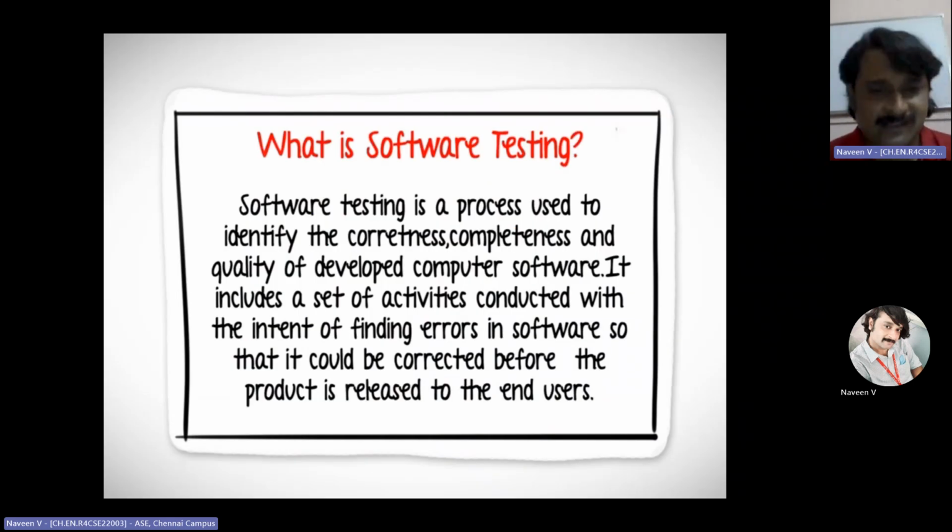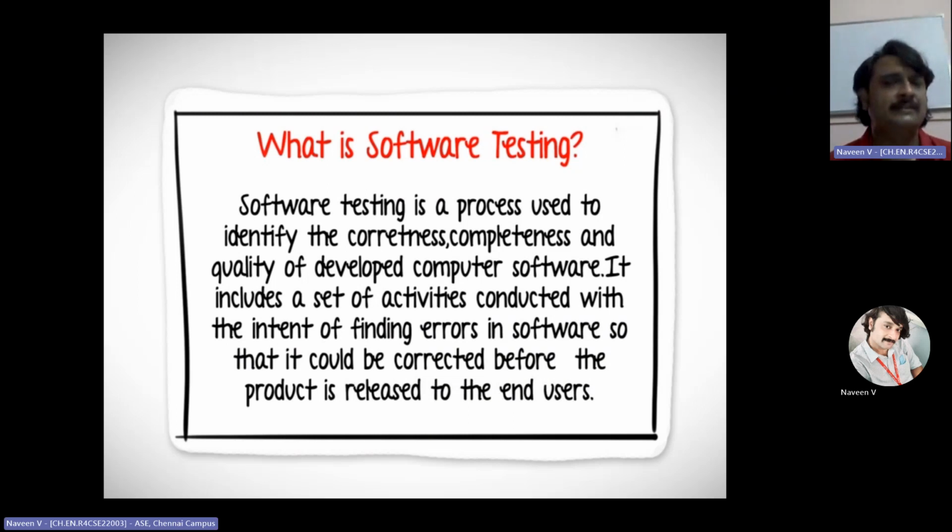So what is software testing? Software testing is a process used to identify the correctness, completeness, and quality of developed computer software. So in software testing we identify the quality of the computer software on the basis of its correctness and completeness. It includes a set of activities conducted with the intent of finding errors in software so that they can be corrected before the product is released to the end users.